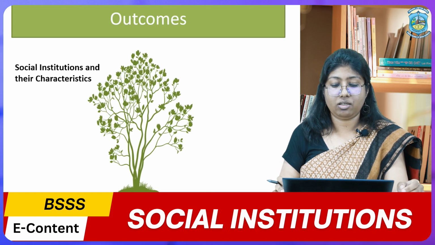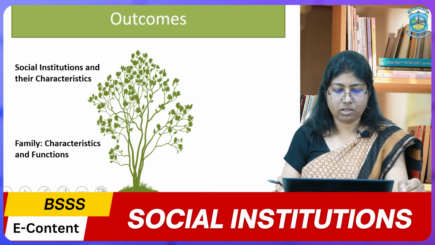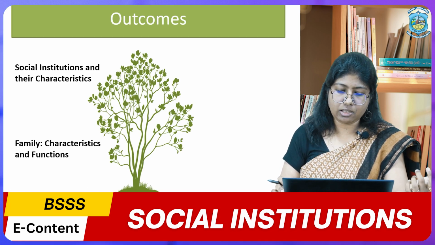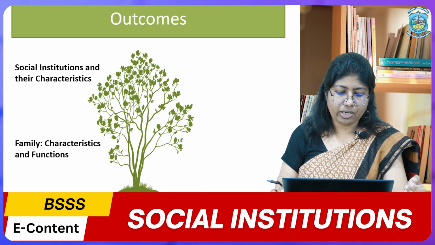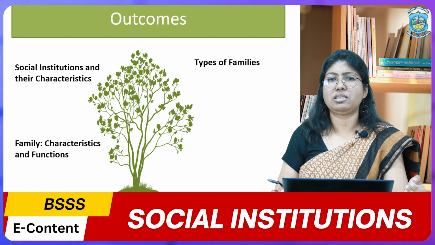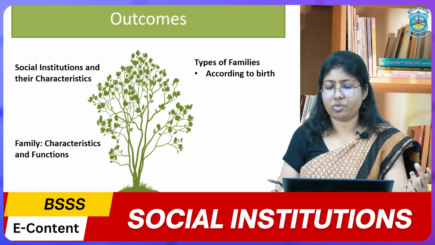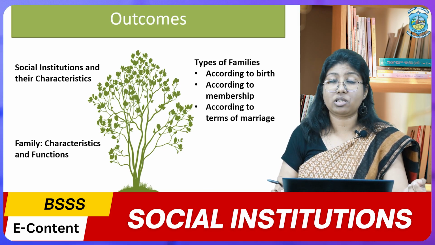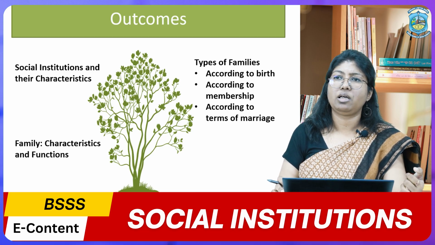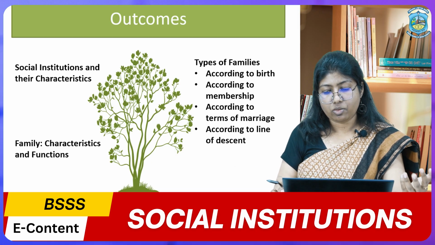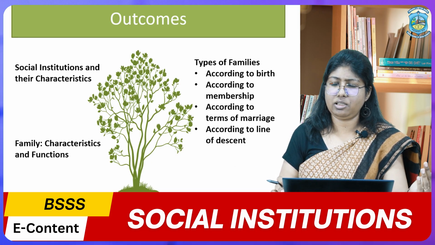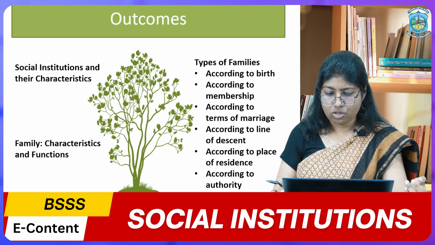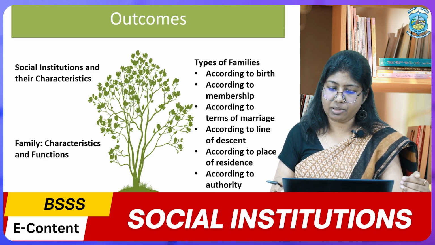So with this, I have come to an end of the video. In this video, we have learnt what social institutions are, what their characteristics are. We have seen what a family is. We have seen the definition, the meaning of family. We have seen the characteristics and functions of family. We have seen certain types of families. According to birth, we have procreation and orientation based families. According to membership, we have seen the families. We have seen the families according to the terms of marriage as polygamy, exogamy, endogamy, monogamy. We have seen them according to the line of descent as matrilineal, patrilineal. We have seen them according to the place of residence. We have seen them according to authority. So these were the several bases onto which the types of families can be understood.